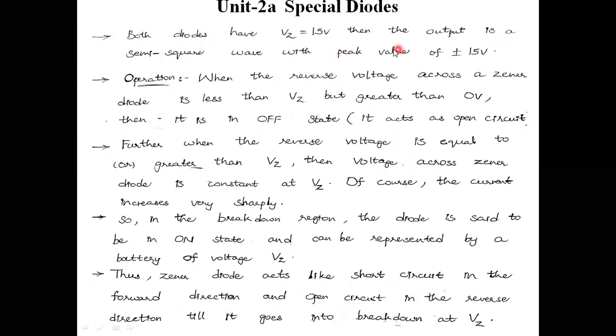Then the output is this: the Zener breakdown voltage is 15 volts. Then the output voltage is a semi-square waveform. I am going to obtain a semi-square waveform with a peak value of plus or minus 15 volts.